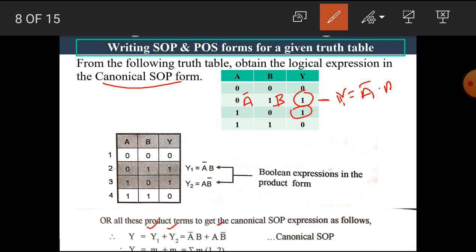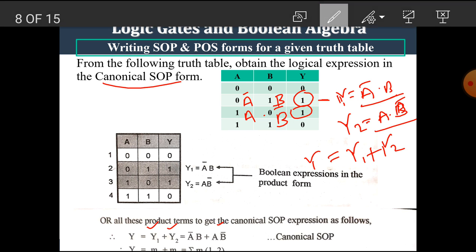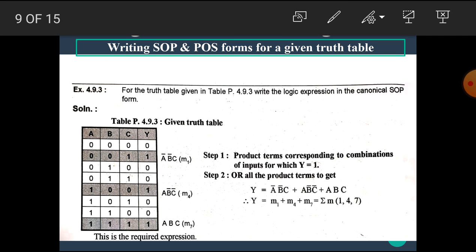A bar into B. Similarly, we can write Y2, that means here A has the value 1, hence we can write A. B has the value 0, hence we can write here B bar. We get here A into B bar, and we can write the final expression Y is equal to Y1 plus Y2, that means A bar B plus A B bar. Okay. Let's see the next example.